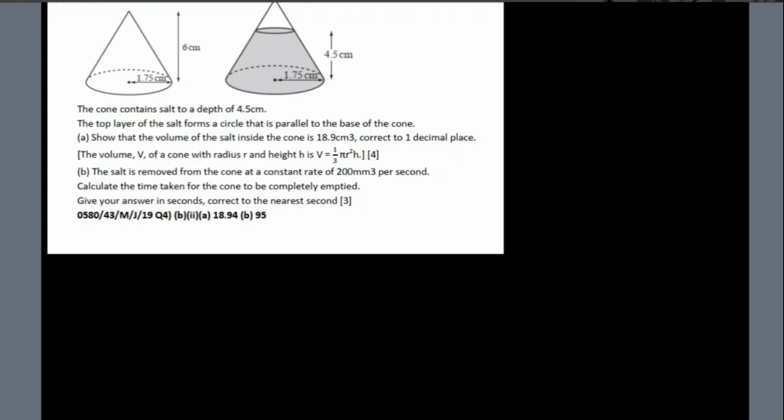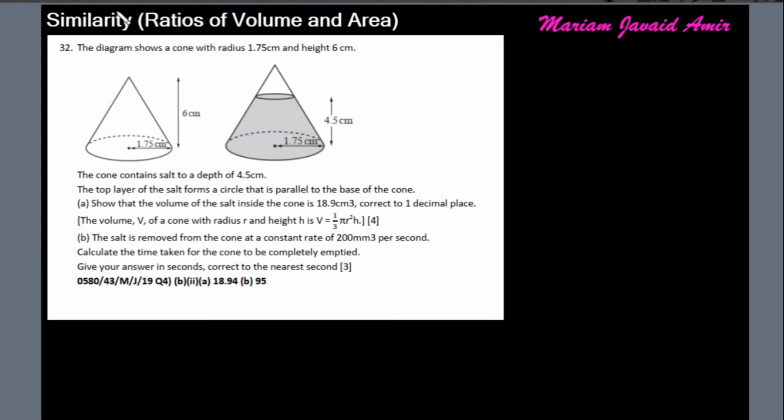Next question, thankfully the last question of this worksheet, which is question 32. The diagram shows a cone with radius 1.75 and height 6. The cone contains salt to a depth of 4.5, which is shown in the next figure. If this is 4.5, that means that this height would be 6 minus 4.5, which is 1.5 centimeters. Okay, we might be using this later.